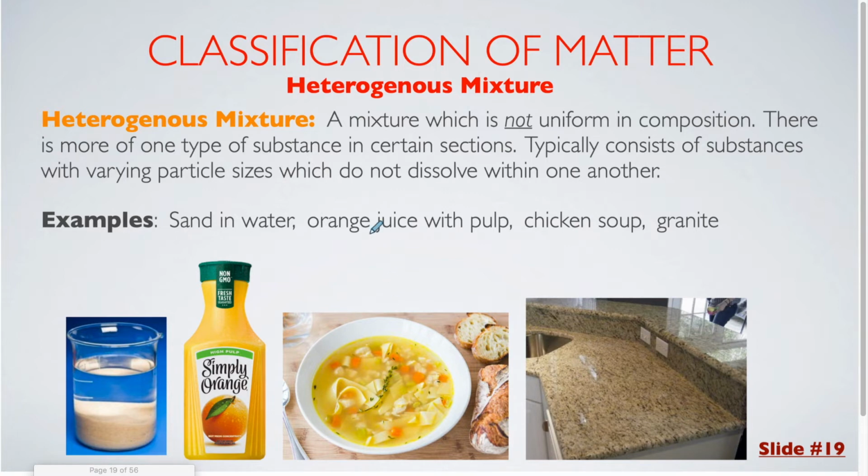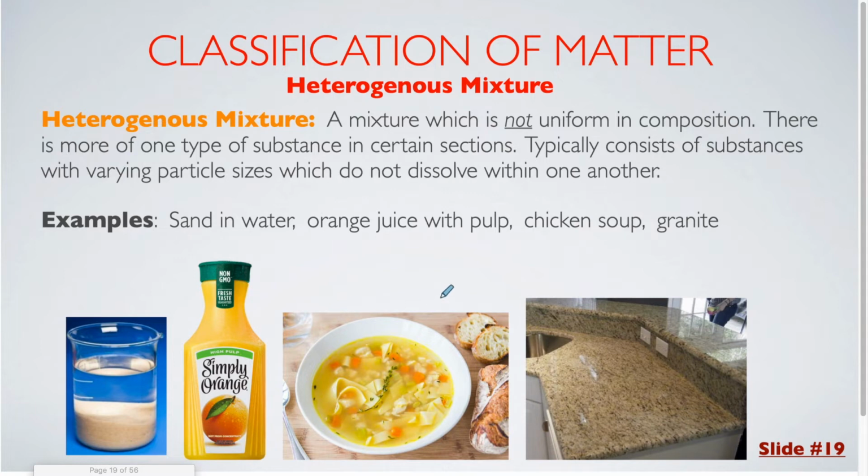It typically consists of substances of varying particle sizes which do not dissolve within one another. So a couple of examples of this, we could potentially have sand in water. So we can see that we have our two different layers here with the sand on the bottom and the water on the top. If we're talking about orange juice, it would have to be with pulp. So things are floating around inside of it so that it's not evenly mixed completely.